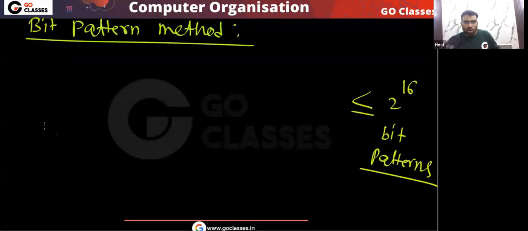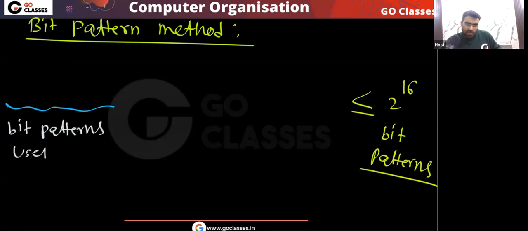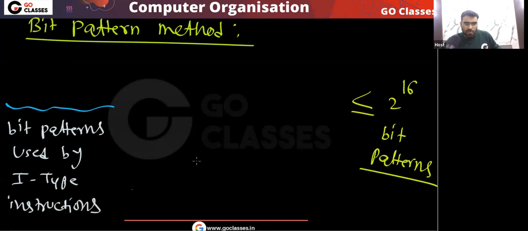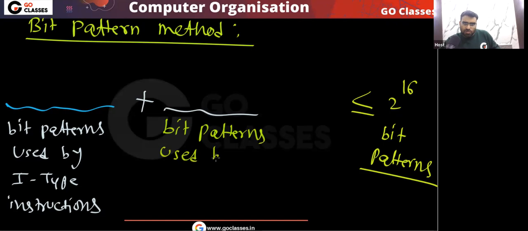So tell me, how many bit patterns will be used by I type instructions? Plus, how many bit patterns are consumed by R type instructions?